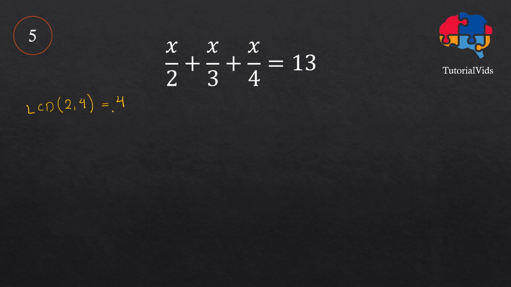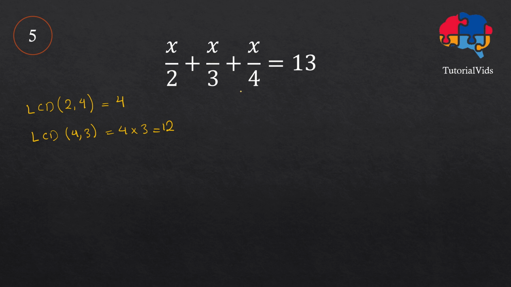And now I can find the least common denominator of that with the other number. And since 4 is not a multiple of 3 and 3 is a prime number, the least common denominator of these two would be their multiplication, which is 12. So 12 is the least common denominator of 2, 3, and 4.